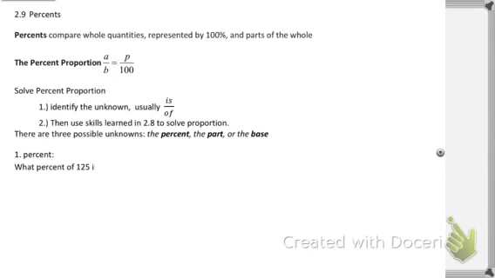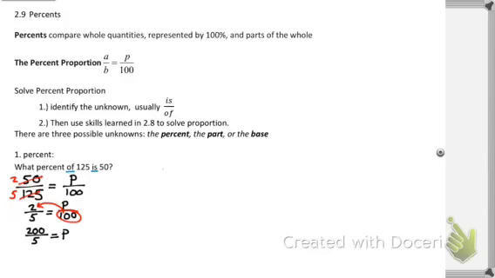So when the percent is unknown, it basically is written as what percent of 125 is 50. So here we're using the is over of. So is over of, 50 is over 125, and then the percent's unknown, so P over 100. Then we just simplify the left-hand side to get 2/5 is equal to P over 100, and then we can bring the 100 up and over, gives me 200 over 5, and then simplifying that tells me that 40 is equal to P. So what percent of 125 is 50?